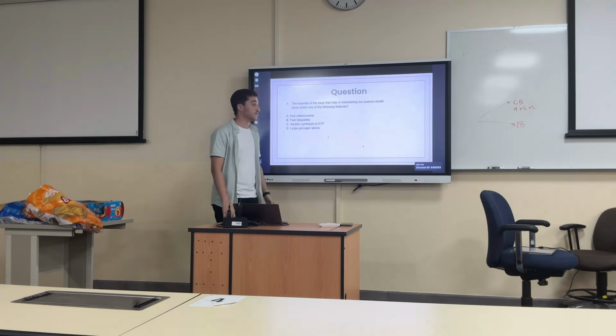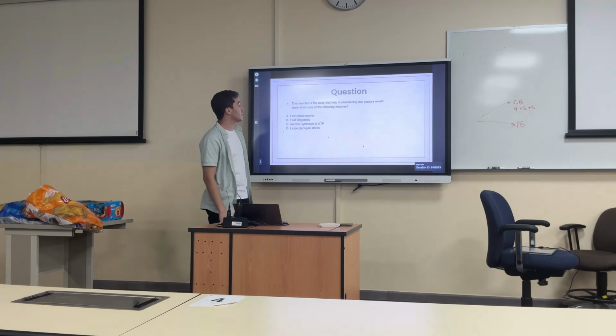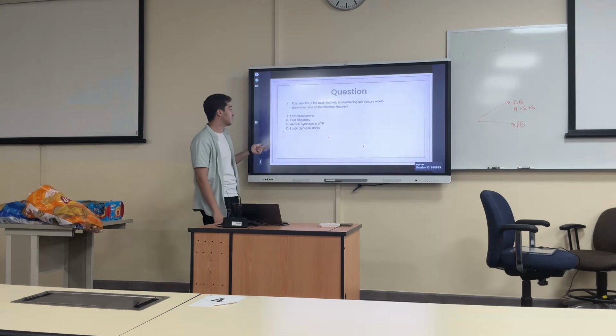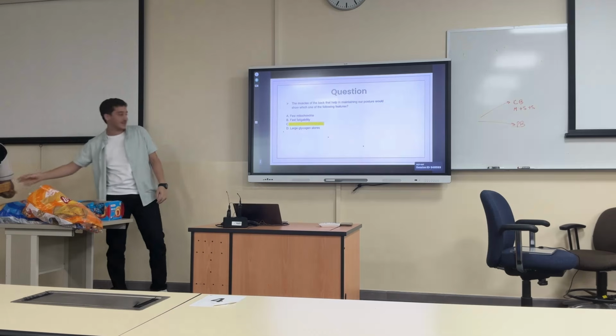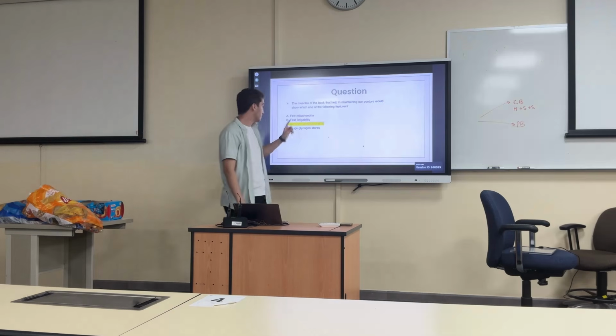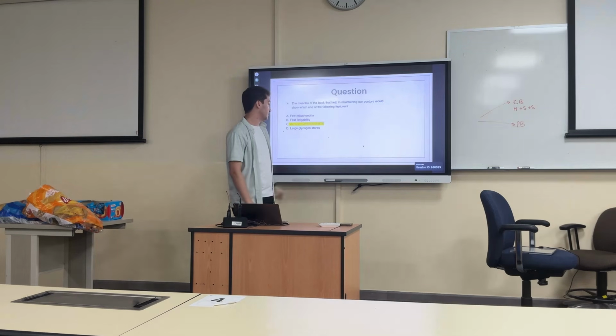Okay. The muscle of the back that helps in maintaining our posture will show which of the following features: few mitochondria, fast fatigability, aerobic synthesis of ATP, or large glycolysis of ATP? So, as Karim said, aerobic synthesis of ATP.